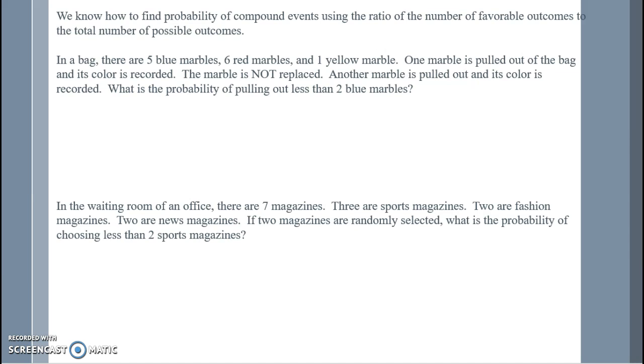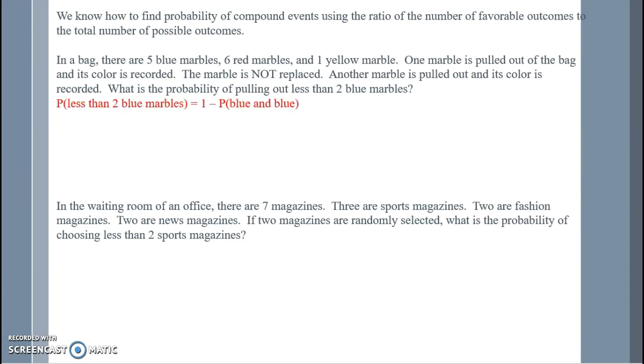In a bag, there are 5 blue marbles, 6 red marbles, and 1 yellow marble. One marble is pulled out of the bag and the color is recorded. The marble is not put back in, so these are dependent events. Another marble is pulled out and its color is recorded. What is the probability of pulling out less than 2 blue marbles?